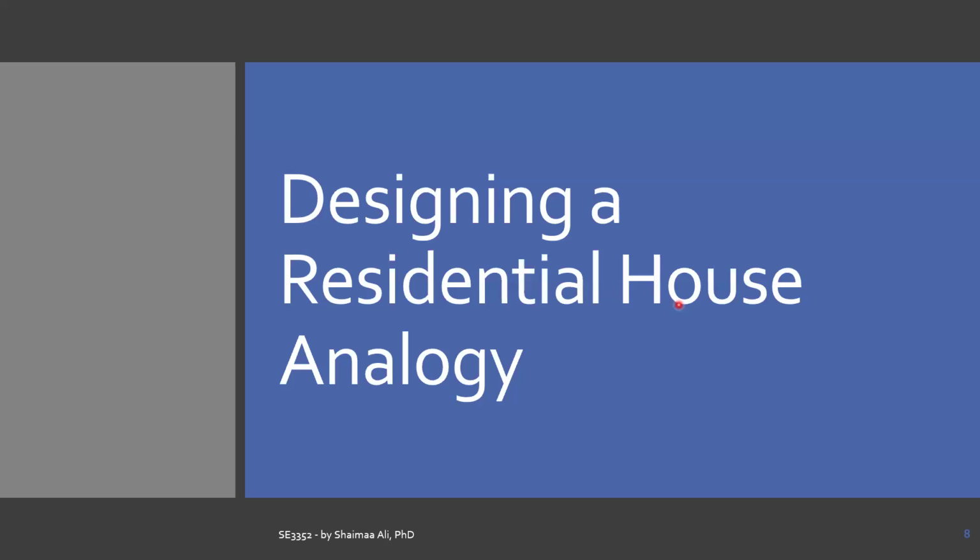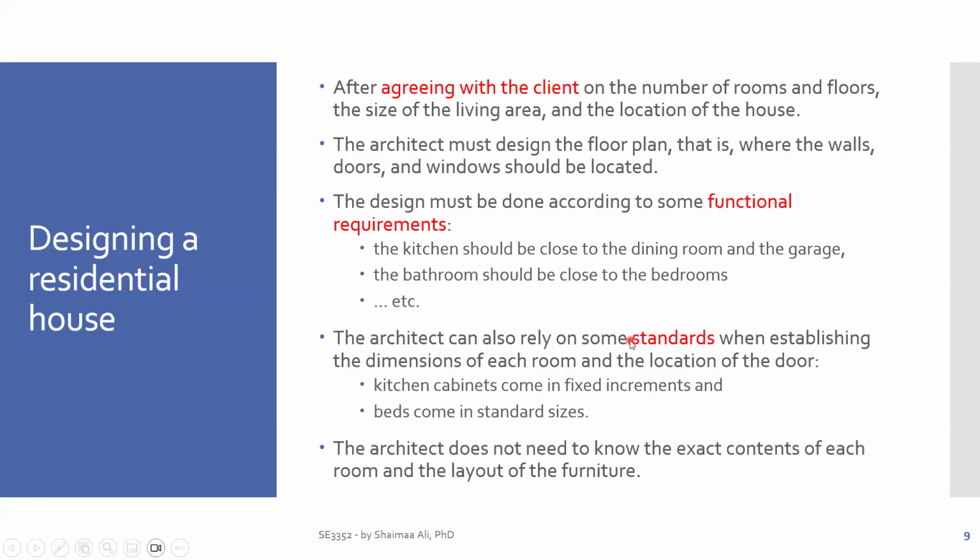Okay. Now let's have an analogy of redesigning or designing a residential house so that we understand the process. Generally, an architect would have an agreement with a client. This is reminiscent of the requirements engineering stage. Talk to your client, figure out the number of rooms, number of floors. Okay, so these are non-functional requirements.